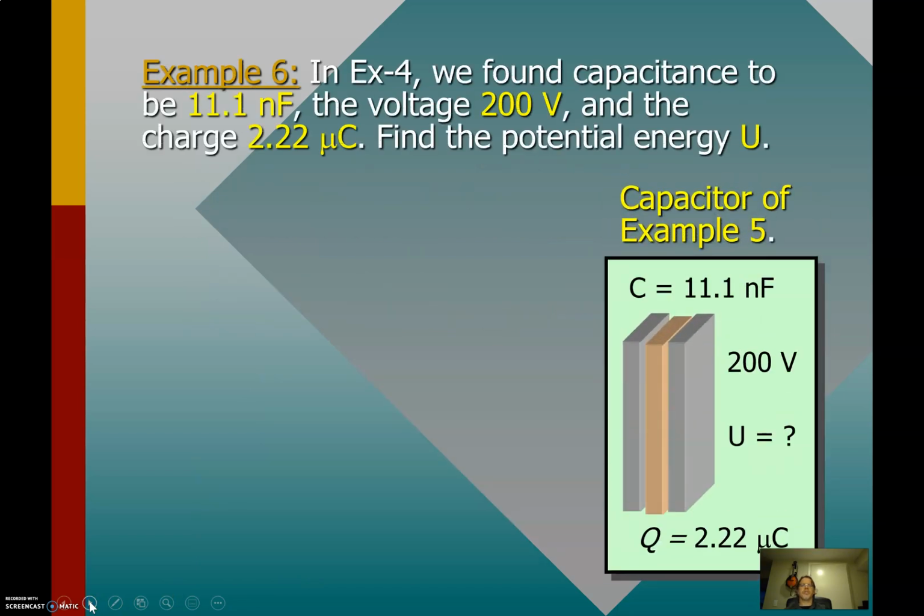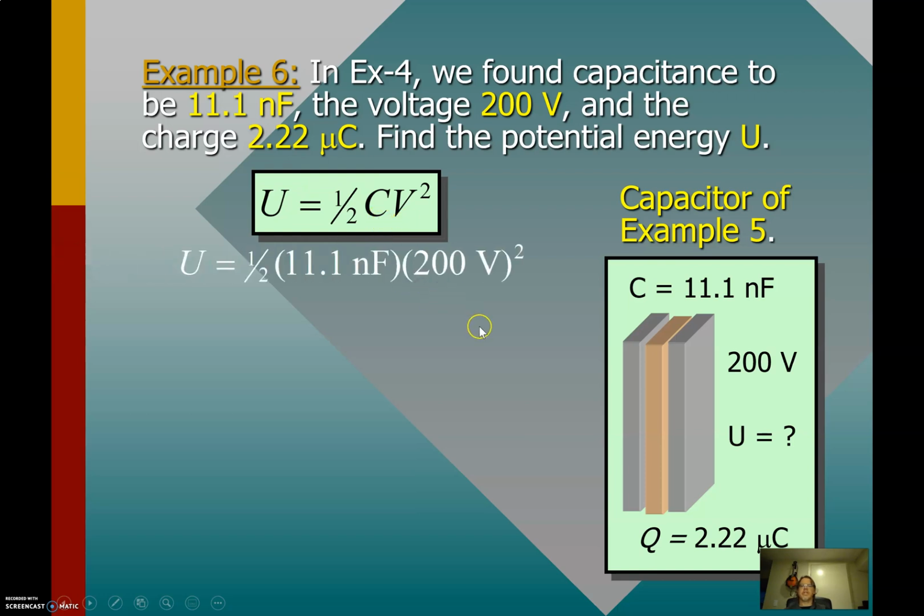All righty, so here we go. So example number 6, we have a capacitance of 200 volts. We already know the voltage is 200 volts, the capacitance 11.1, and we're going to put that much charge on there. How much energy would be stored onto there? Well, in this case, we have the capacitance and the voltage, and you just plug stuff in, okay? And there you go. So there's your energy stored. That's the maximum energy you'd have at 200 volts.